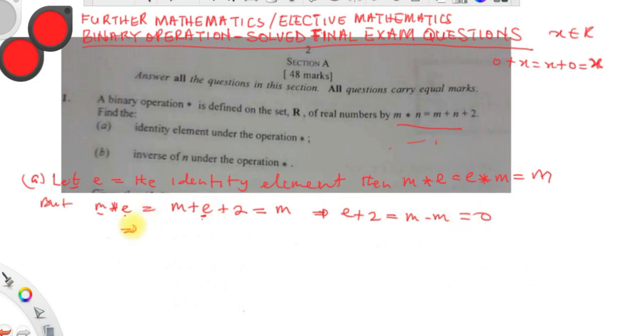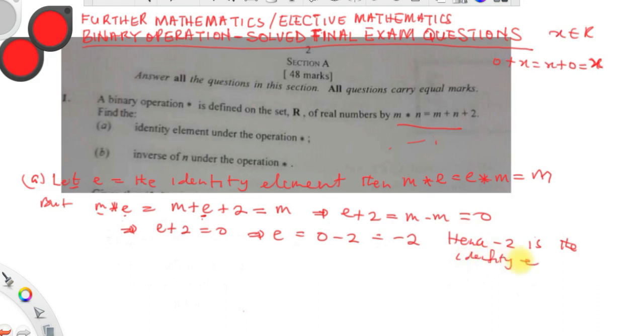So this implies that e plus 2 is equal to 0. This implies that e is equal to 0 minus 2, which is equal to negative 2. Okay? Hence, negative 2 is the identity element under this operation, star. Under the operation star, negative 2 is the identity element.